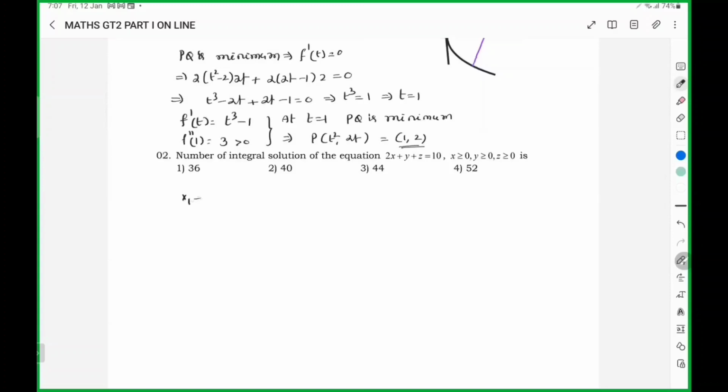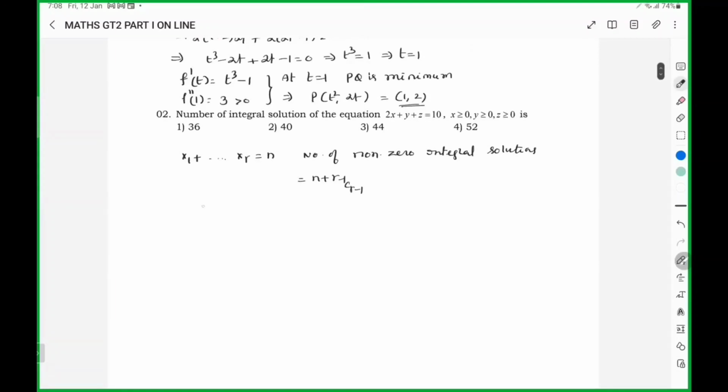Now, the number of non-zero integral solutions for this equation is given by n plus r minus 1 choose r minus 1, where r stands for the number of variables and n is the integer. But the given equation is not of the standard form, so take 2x to the right side.